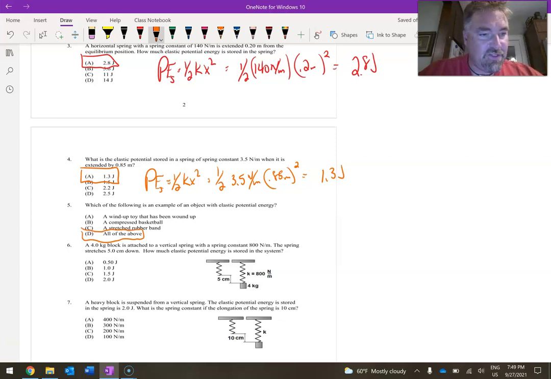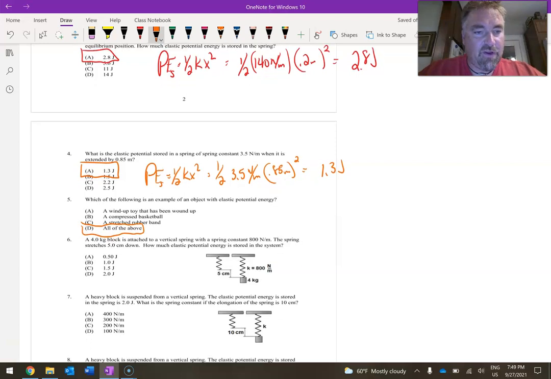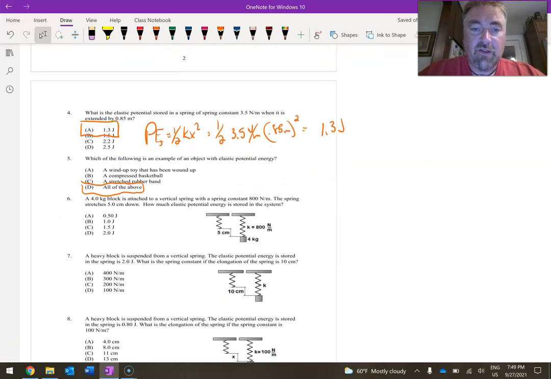Looking at number 6, we've got a 4 kilogram block attached to a vertical spring with a spring constant of 800 newtons per meter. The spring stretches 5 centimeters down. How much elastic potential energy is stored in the system? Now there is a little glitch here, and I'm going to focus in on it. It says it's 5 centimeters. Remember, we live in an MKS world, so we have to make sure we change this over. So this is going to become 5 times 10 to the negative 2 meters. Okay, we know the spring constant.